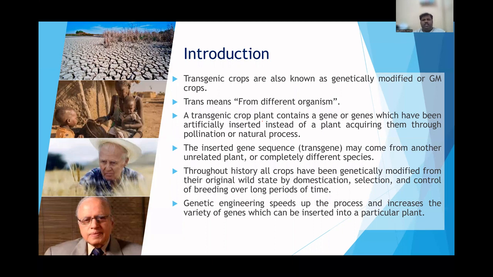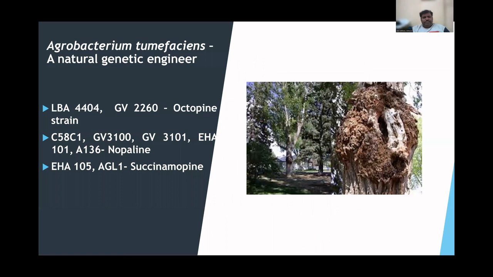First, let us talk about what transgenics is. Transgenics are the crops which are also called genetically modified crops. Trans means from a different organism. So a transgenic plant contains a gene from another organism which has been artificially inserted, or the plant acquires it through pollination or a natural process. This type of transgenesis leads to an advanced trait in a plant. In our case, we are talking about genes which can give resistance to virus infections.